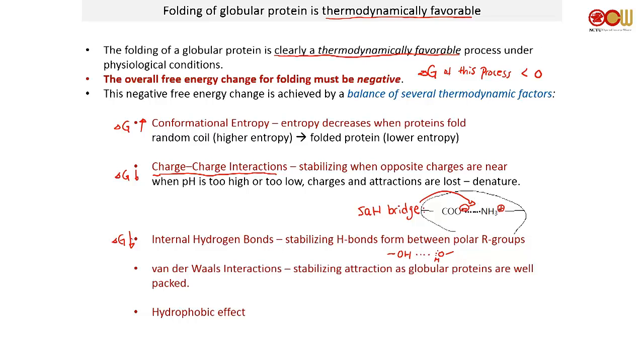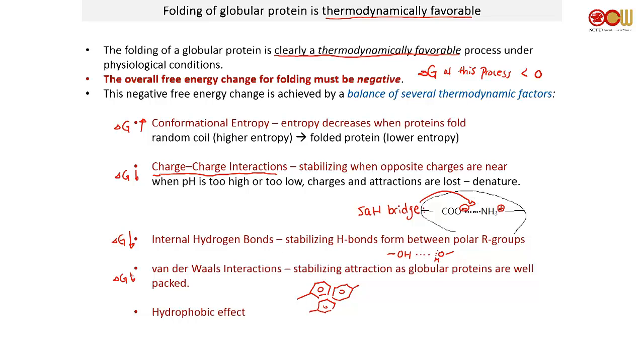You're going to have van der Waals. You can have stabilizing attractions as globular proteins are well packed. What that means is you can have phenyl rings next to phenyl rings, all of them very tightly packed with van der Waals attraction. Having van der Waals attraction also lowers your delta G.